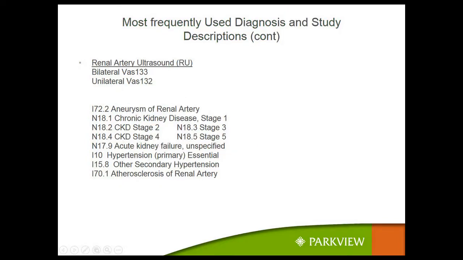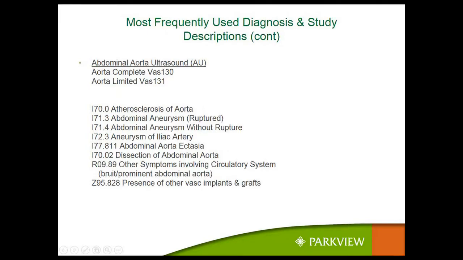Renal artery ultrasound. The most common reasons it is ordered are chronic kidney disease and hypertension, and of course if they have known renal artery stenosis or atherosclerosis of the renal artery. Abdominal aorta. I don't know any time any of the doctors would ever order a limited. They shouldn't. They should always order a complete.